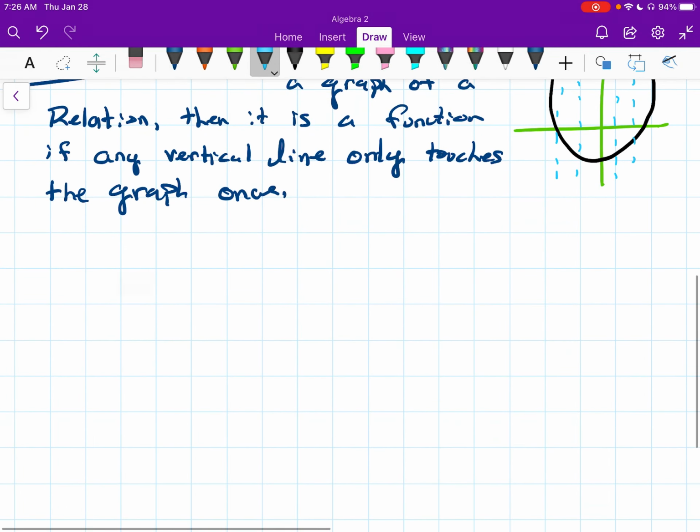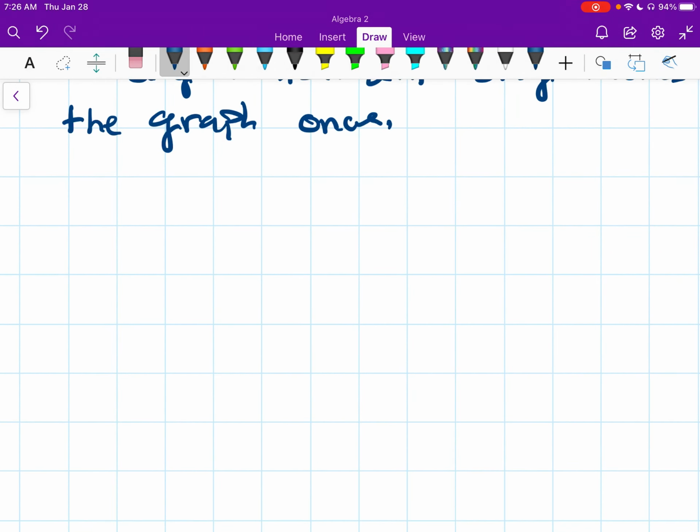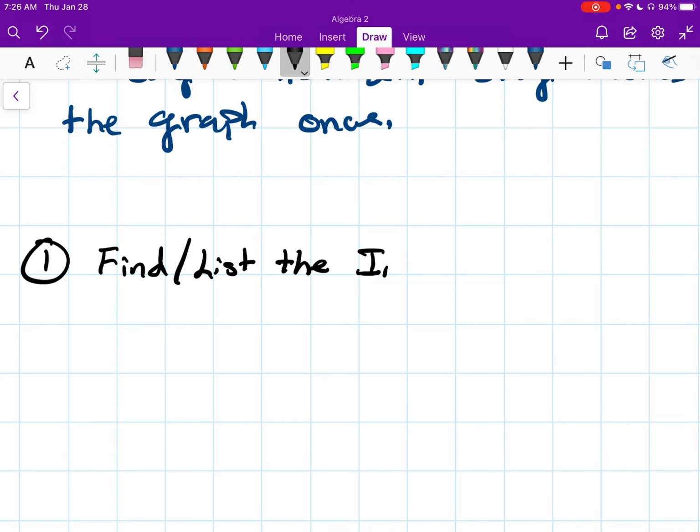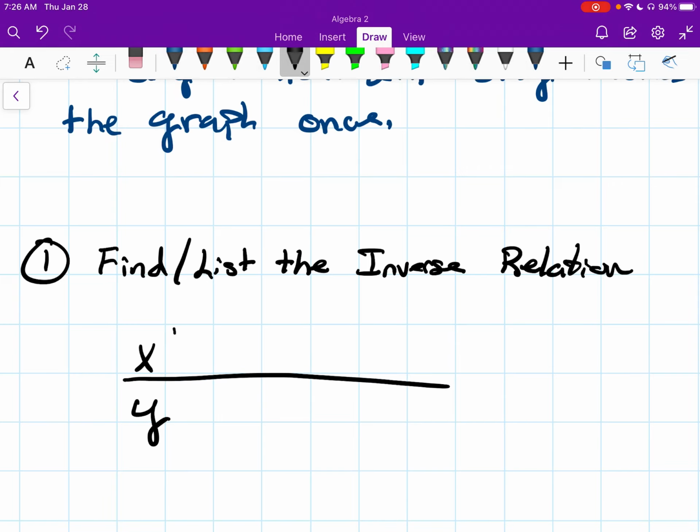All right, example number one, we're going back to the relations idea. Find or list the inverse relation. So remember back whenever we were given t-charts of our points. So that is our relation.